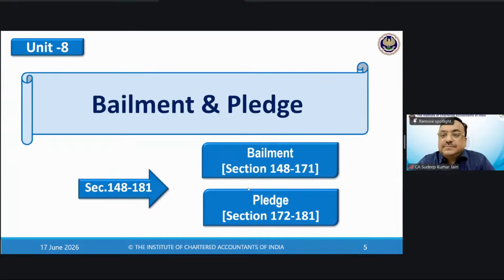Good afternoon, everyone. Today is the second last class for the chapter Indian Contract Act, that is unit number 8, bailment and pledge. This unit covers section 148 to section 181. Section 148 to section 171 are for bailment and 172 to 181 for pledge.